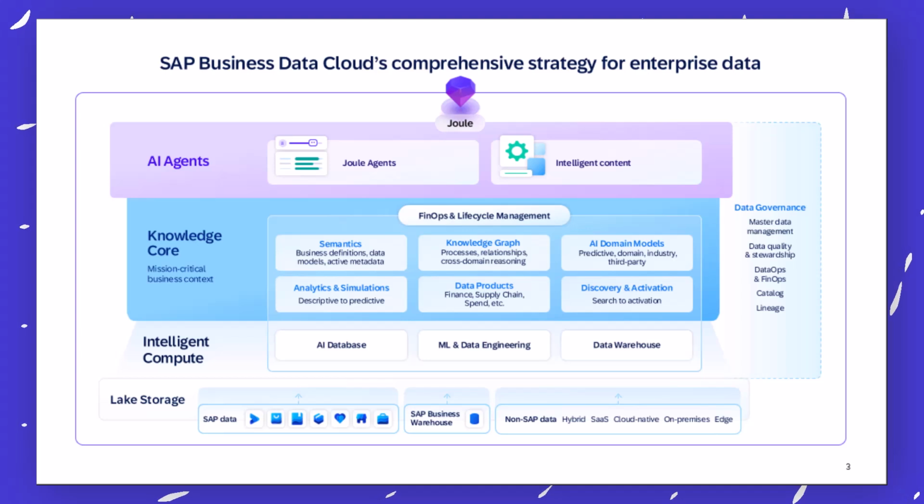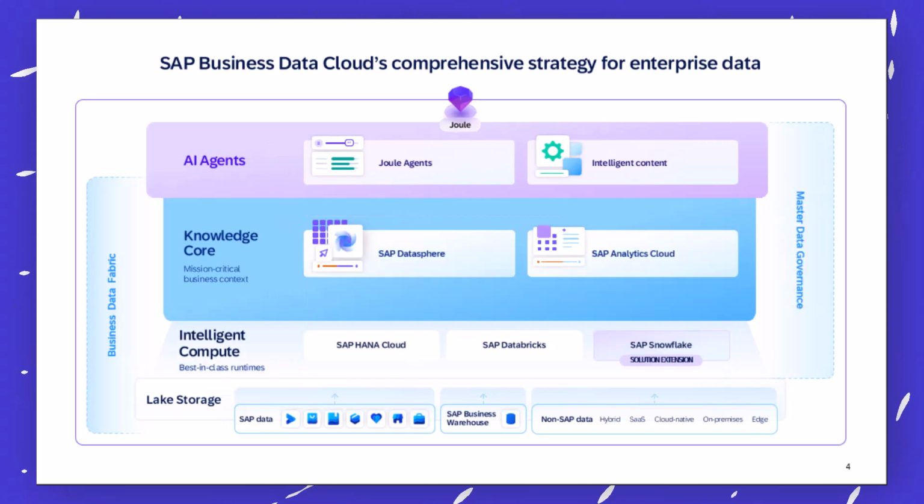The next one is analytics and simulations, which test scenarios and inform trade-offs, along with metadata that captures how the data is governed, used, and evolving over a period of time. And we also have a catalog. Using the catalog, you can govern the data delivered from a BDC point of view.